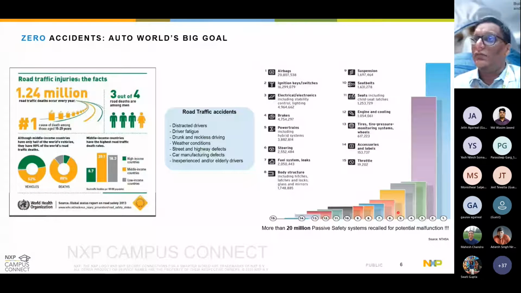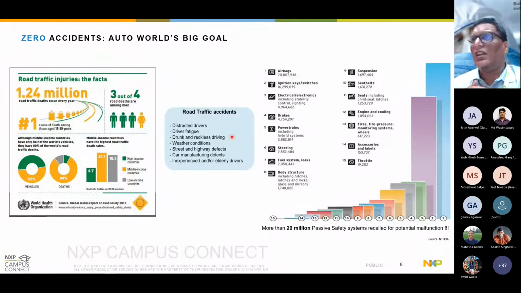In automotive, there is a lot of drive in the past few years to reduce traffic incidents. A lot of people are getting killed in accidents on the road, and if you start to look at some of the root causes, it is because either the drivers are distracted, or the drivers are inexperienced, or they are tired. Maybe the weather conditions are not good, maybe the roads are not good. Those are some of the reasons why some of these road traffic accidents happen.